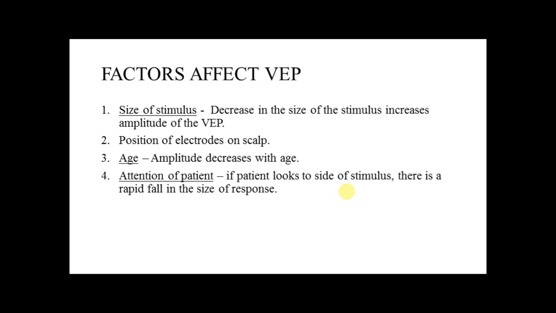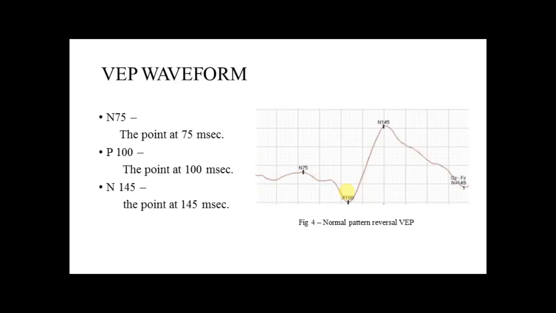Third is age. Obviously, with age, the amplitude of the visual response will be affected and it will decrease. The fourth is the attention of the patient. The patient needs to be very attentive in this test. If he or she changes focus, then we can't get a proper waveform like this. It may be distorted, and distortion will lead to wrong analysis.